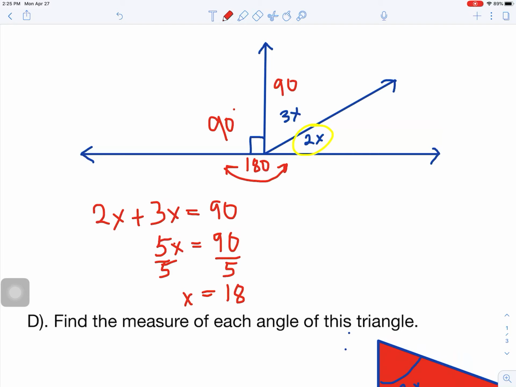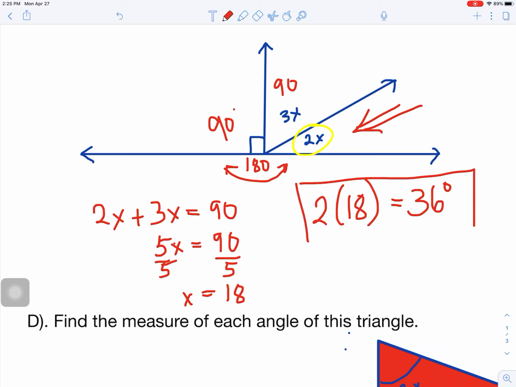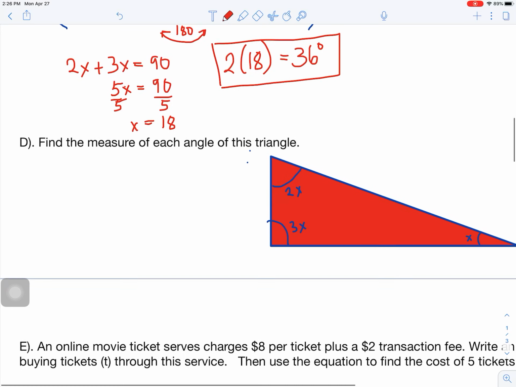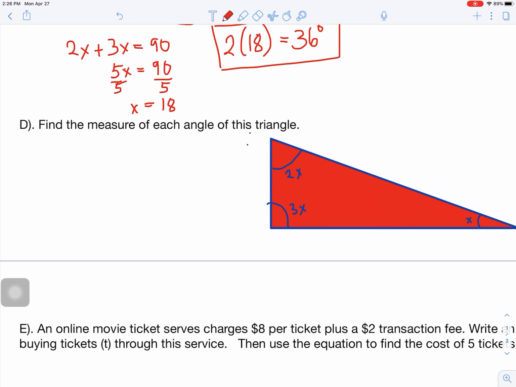But we're not finished, because what they're asking us is what is that angle. So now that we know that x is 18, we add it to that formula. 2 times 18 equals 36 degrees. So the smaller angle is 36 degrees. So you can see how you grab all of that information to get to your answer.